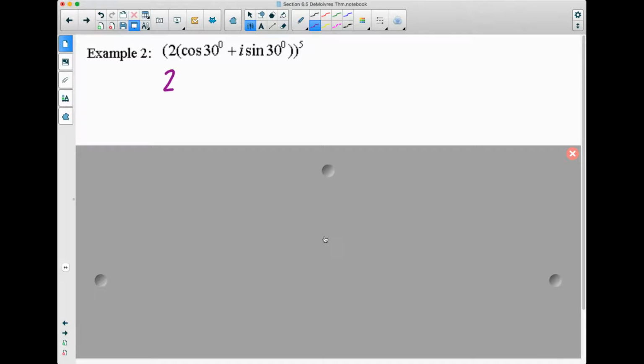So 2 to the 5th, and then cosine of what? It's 5 times 30, which is 150.